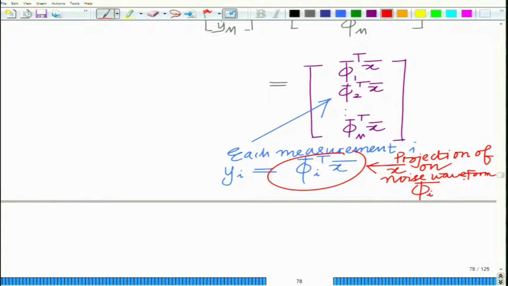This is the projection of x bar. So, what you are doing when you are taking these measurements, such as each row of phi, the sensing matrix, is a noise-like waveform. When you are taking the measurement, what you are doing is nothing but taking the projection of this x bar, a linear combination of x bar, using this noise-like waveform, which is phi I bar. So, the ith measurement is phi I bar transpose x bar. So, that is an important property of the sensing matrix.